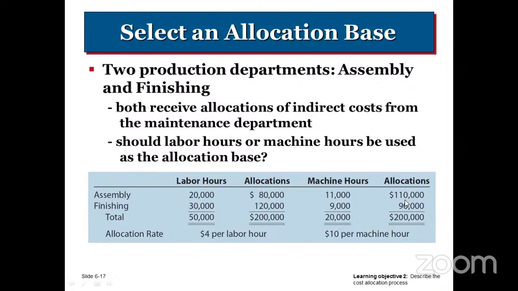Same as this one. Use the 200,000 cost pool, divide by 20,000, they will get $10 per machine hour.